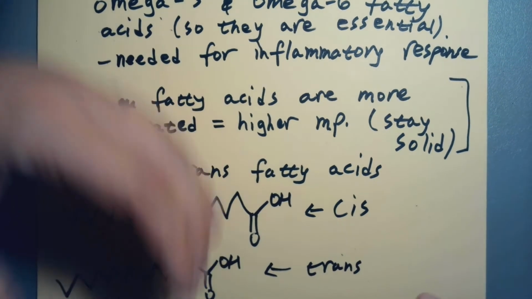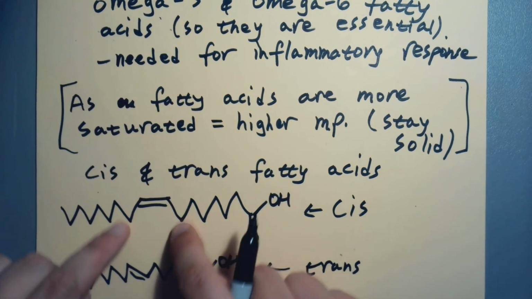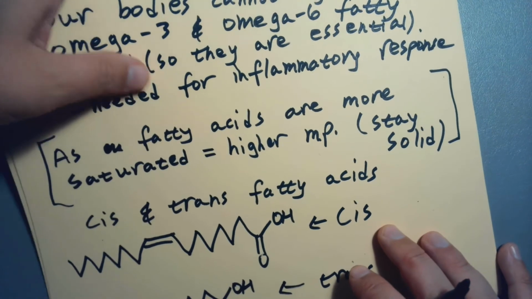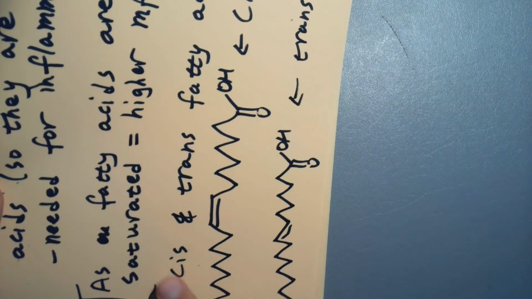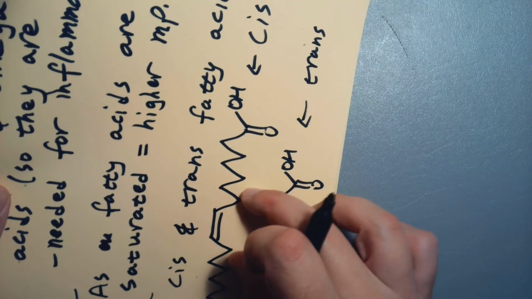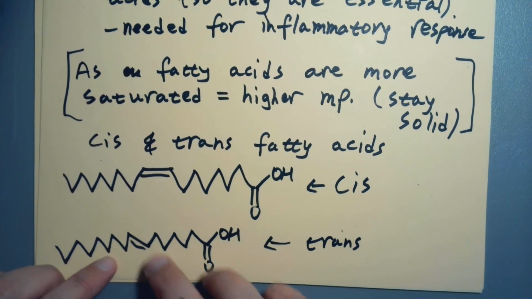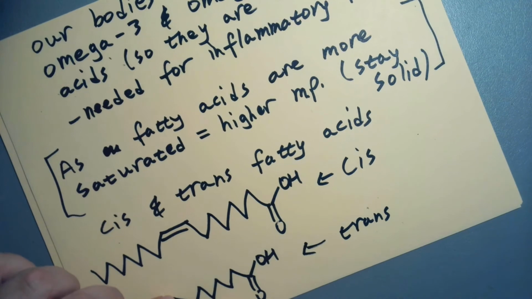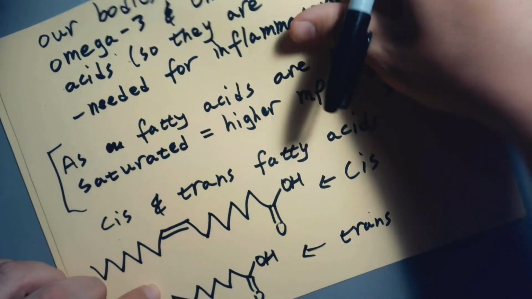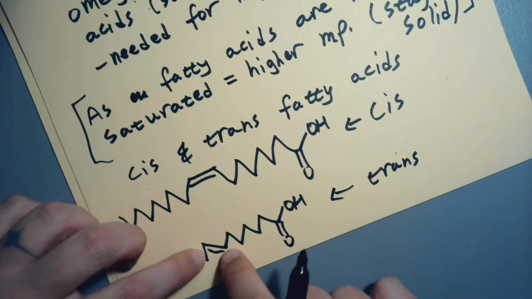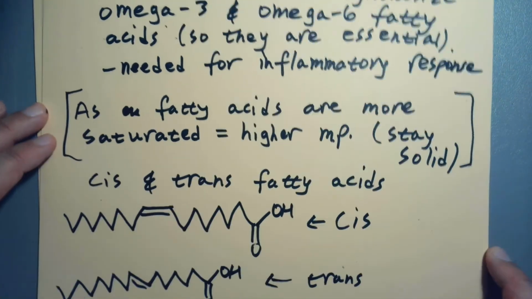So remember, the double bond area looks like a C if you turn it sideways. They're on the same side. So cis means same. Trans means across. If you look at the double bond, one piece is below, one piece is above. So that's your trans isomer.